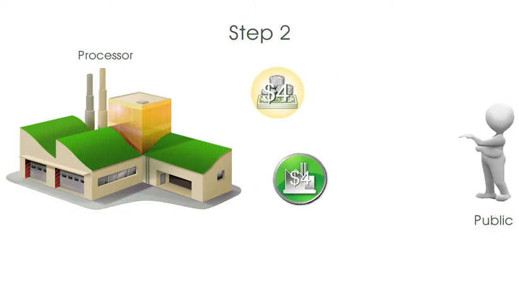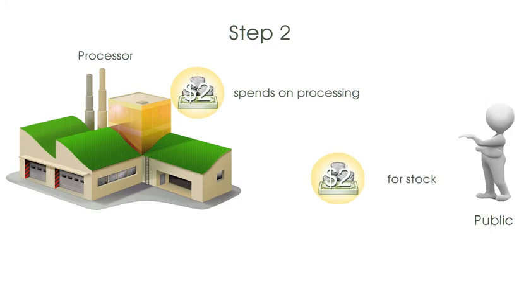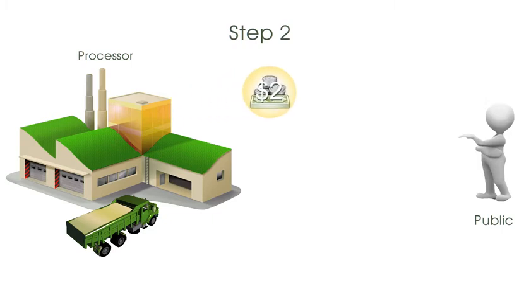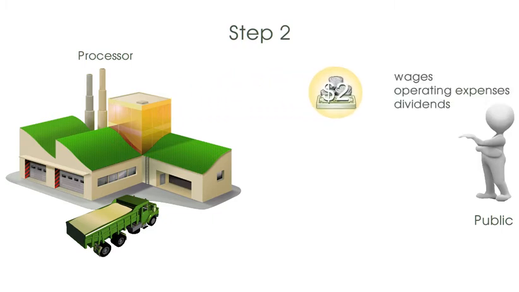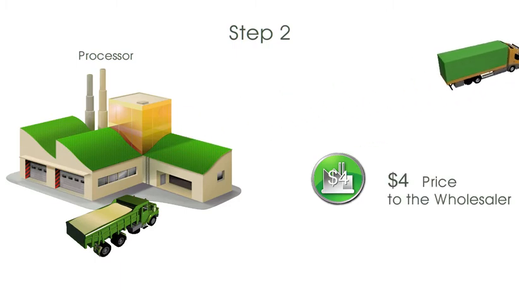Step 2. The processor sells $4 in processor credits to the retailer's savers and spends $2 of the fiat money to obtain $2 worth of primary producer credits, which are redeemed for primary producer product and extinguished. The processor pays another $2 in fiat money for its wages, operating expenses, and dividends. Total PC money in the system is now $4. Total price of the goods at this point is also $4.